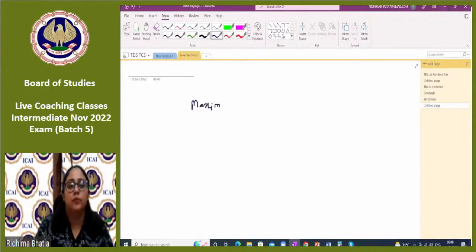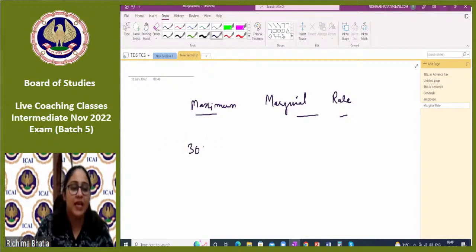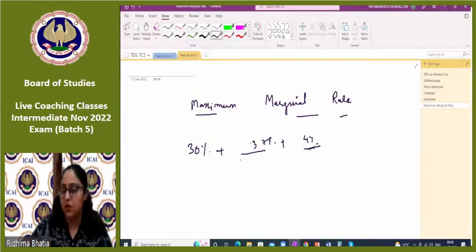Maximum marginal rate. This is the highest rate when we talk about. अब ये highest rate calculate किस होगा? Obviously highest rate is 30%. इस पे highest surcharge लगेगा. इस पे highest cess लगेगा, which is already 4%. So that is how you calculate your MMR.